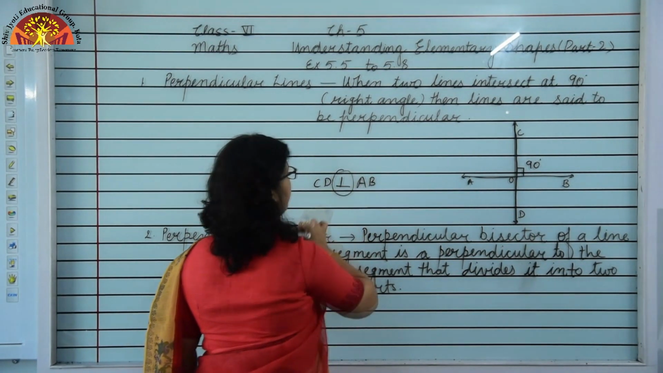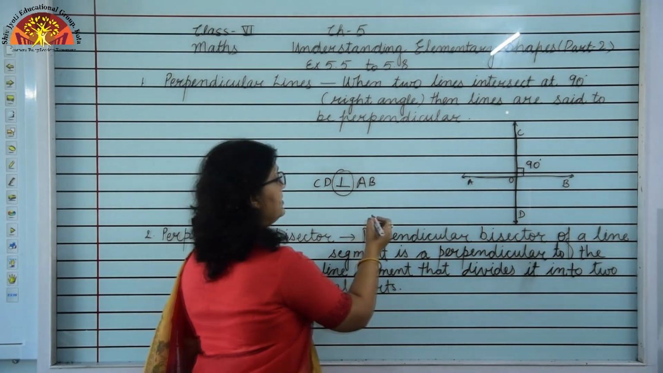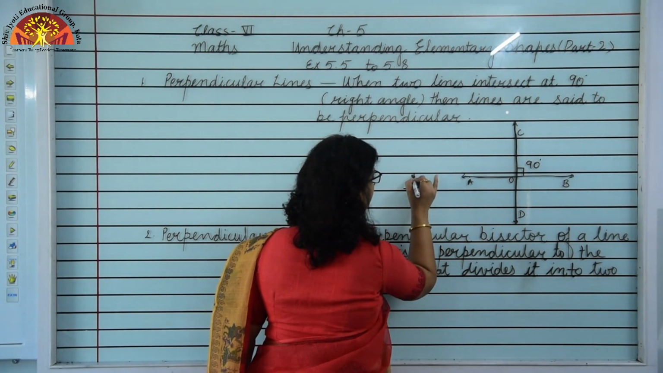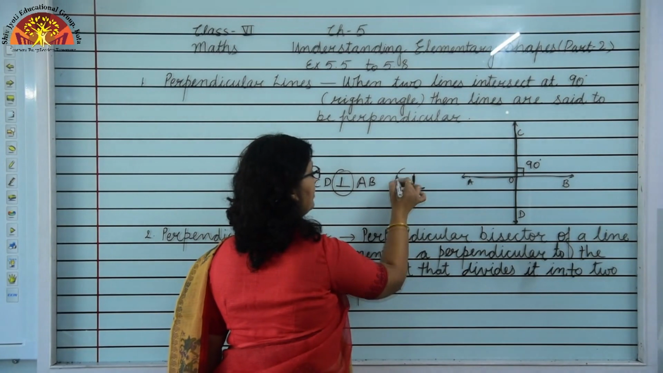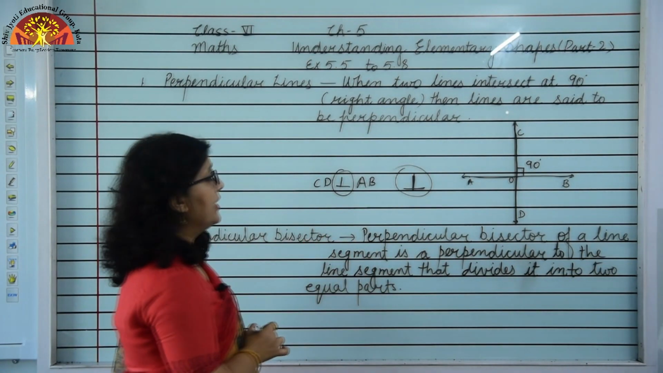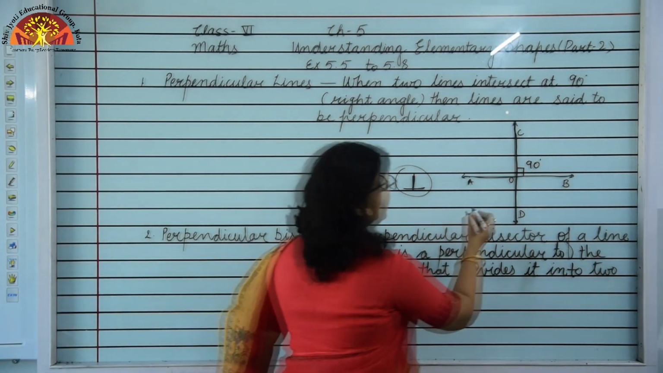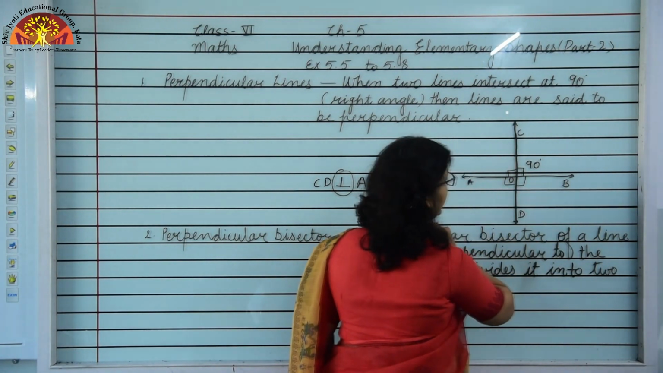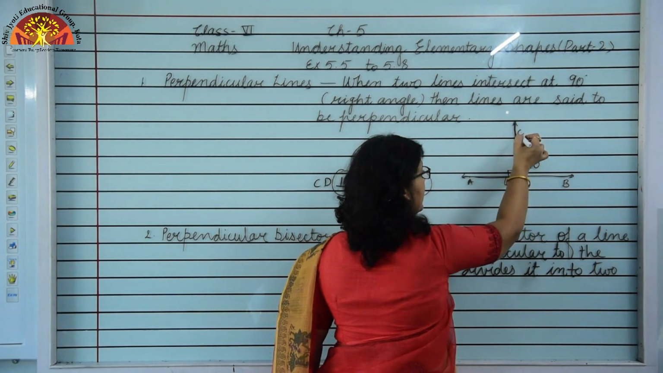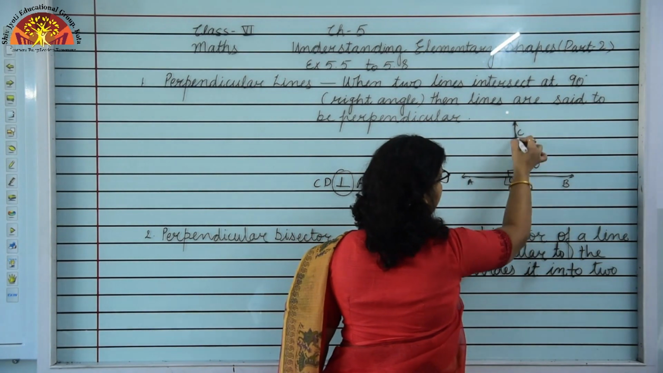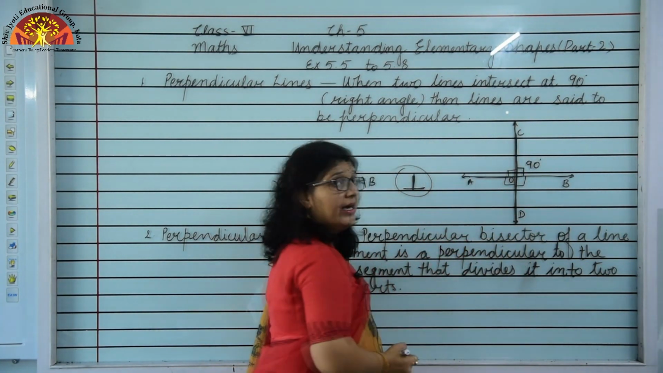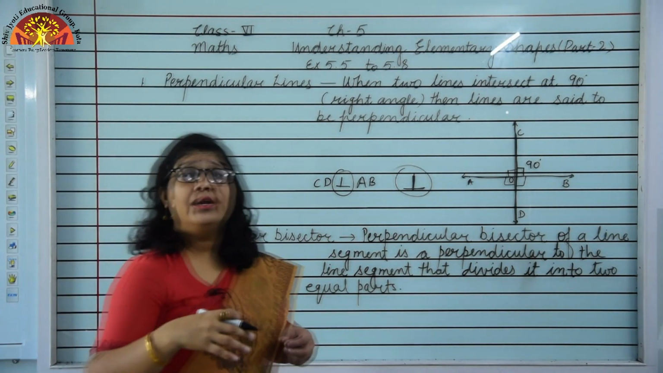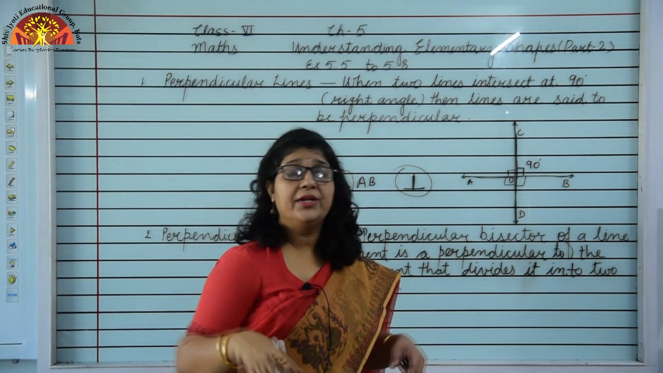This symbol represents perpendicular lines, meaning the reverse T, the upside-down T represents perpendicular lines. This is the symbol of perpendicular lines. Understood? Students, we have a 90 degree angle, 90 degree angle and 90 degree angle. So we also say AP is perpendicular to CD. Understood? Now, what live examples do we have in our day-to-day life?